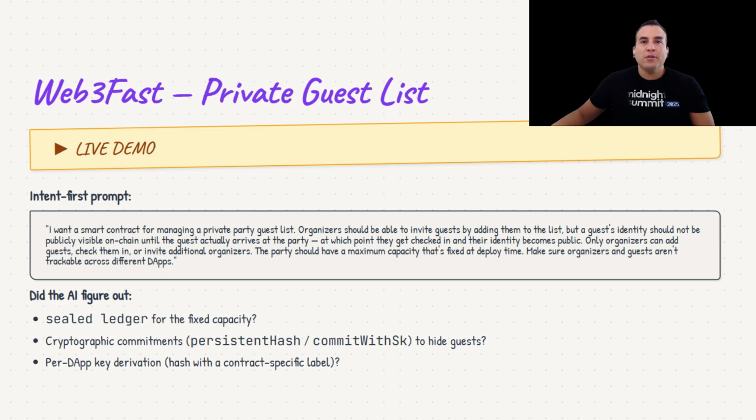Okay, let's continue with the third example, private guest list using Web3 Fast. In this slide, you can see a brief summary of what we are going to do. Okay, let's switch to the terminal.